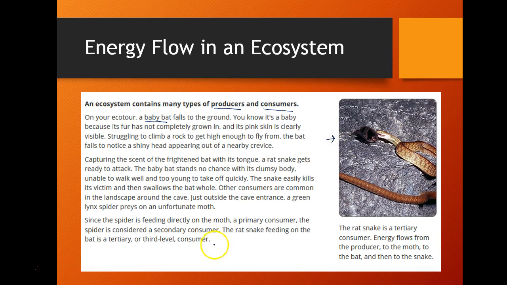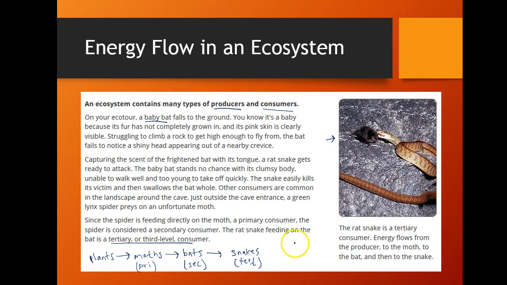So because the snake is eating a bat, we would call that a tertiary or third level consumer. So again, we look at plants, which are producers. Then we have moths that eat the plants, so we call them the primary consumer. Then we have bats that eat the moths, so we call those secondary consumers. And then we have snakes, which we call the tertiary consumers.